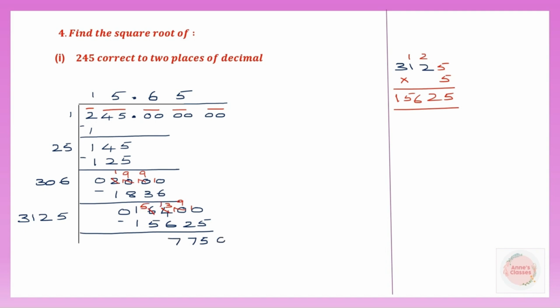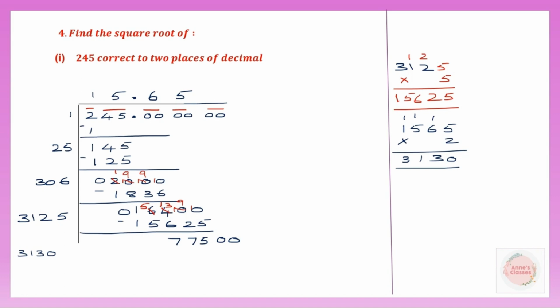Now let's bring the next pair. So we have 2 more zeros. So now what we're going to do is double this number. We're going to take it as 1565. Let's double it by multiplying it by 2. 2 5s are 10, carry 1. 2 6s are 12 plus 1, 13, carry 1. 2 5s are 10 plus 1, 11, carry 1. 2 ones are 2 plus 1, 3. So now we have 3130.